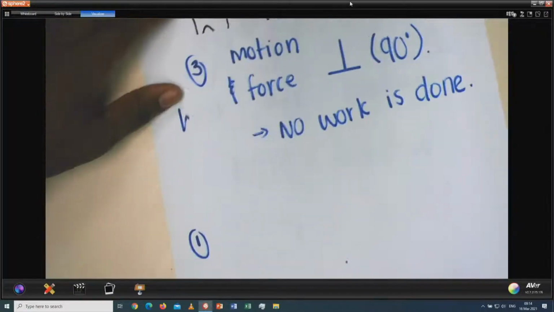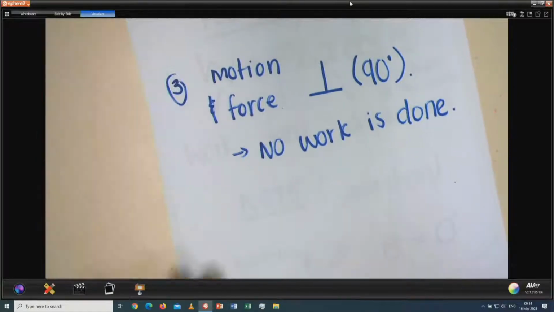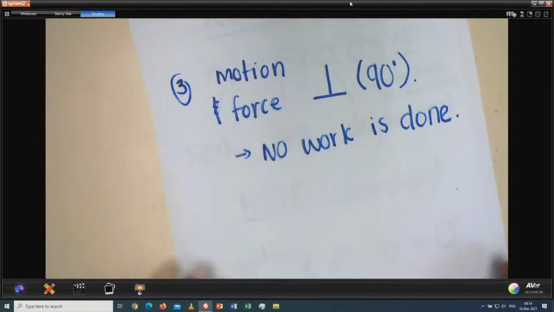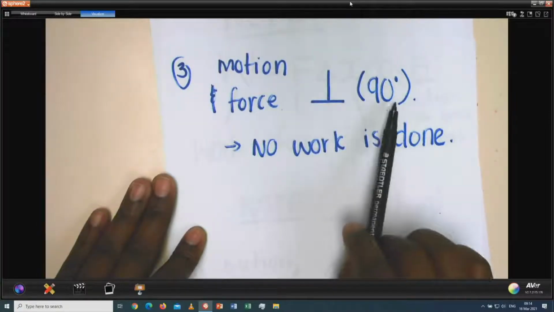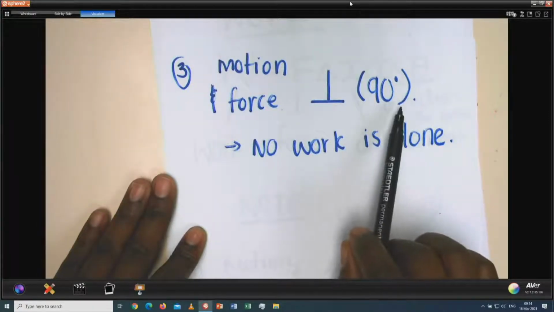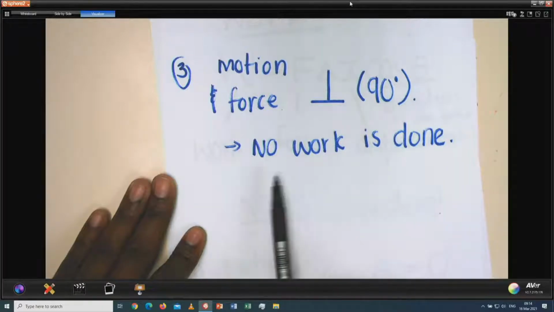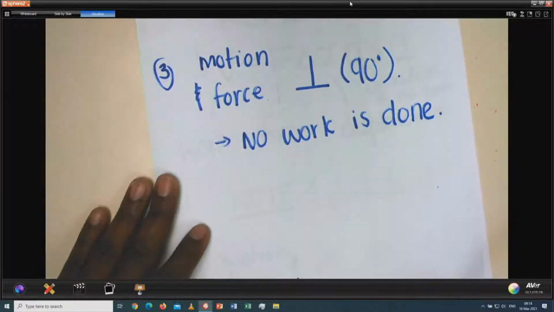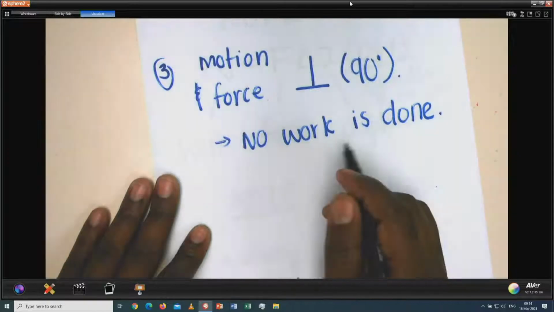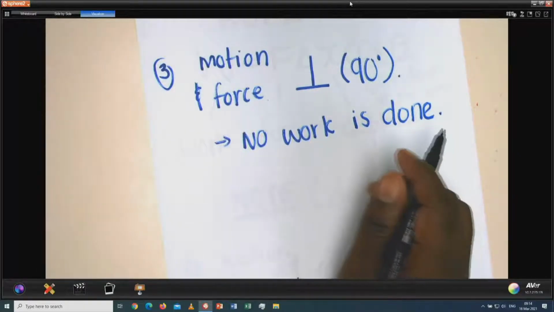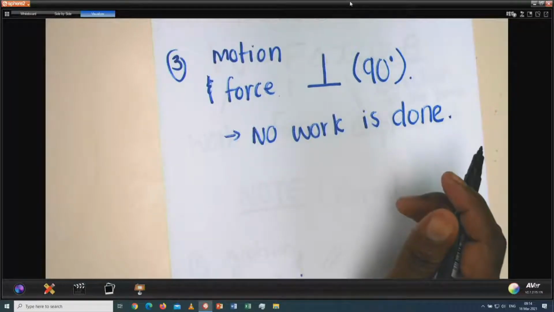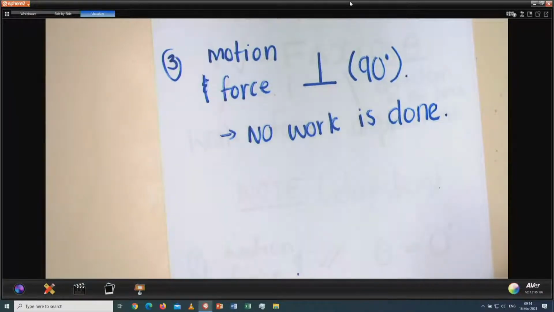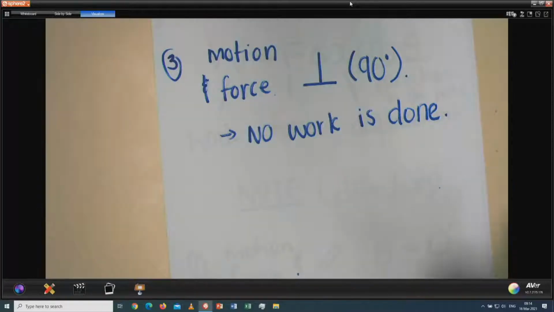And then the third thing that you must note is that if the motion and the force are perpendicular to each other, in other words, they are giving us an angle of 90 degrees, therefore no work is done. Because if you use your calculator, you'll see that cos 90 degrees gives us 0. And anything that is multiplied by 0 is 0. All right.